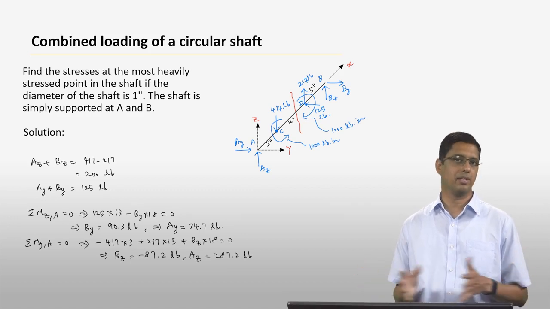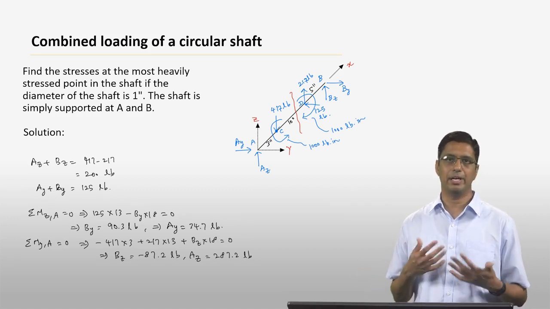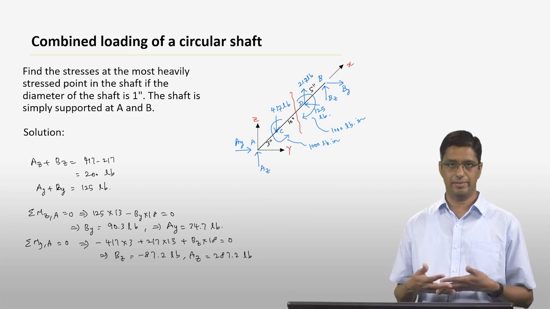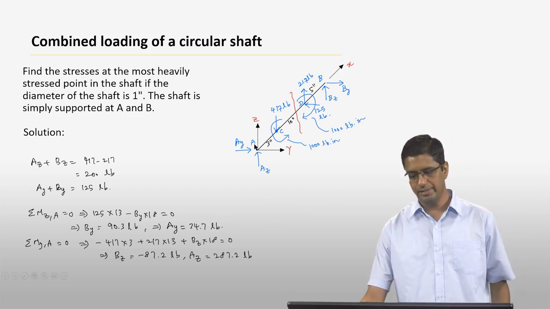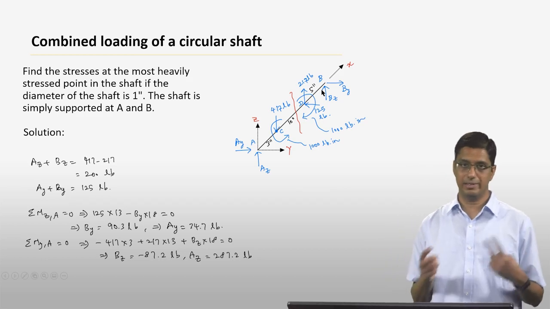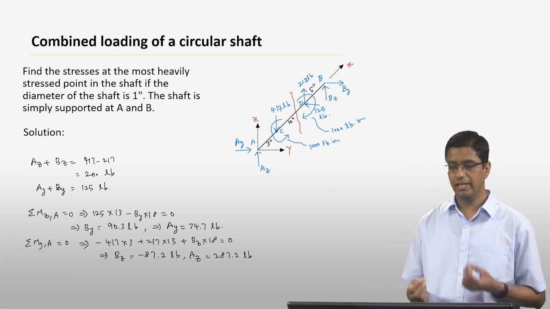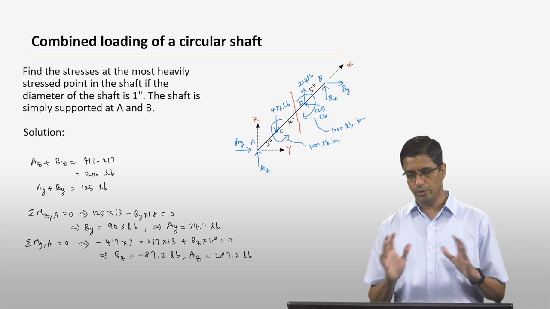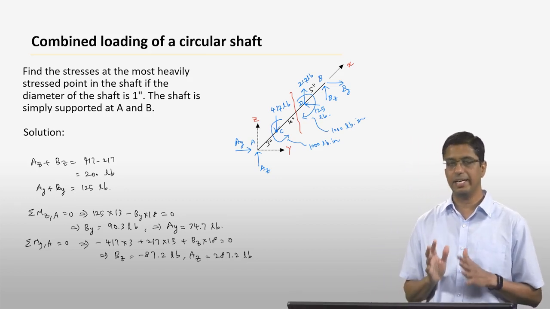Okay, so for any problem like this, when you're given a structure and you're asked to find the maximum stress or the maximum deformation, the first thing you have to do is find out the reactions. Here we are going to have two reactions at point A: the force in the y direction, AY, and the force in the z direction, AZ. Similarly, at point B, which is the other point where the shaft is supported, you have a BY and a BZ. The reason that we only have these two forces, as I mentioned earlier, is because the shaft is simply supported. So first we have to find out AY, AZ, BY, and BZ.